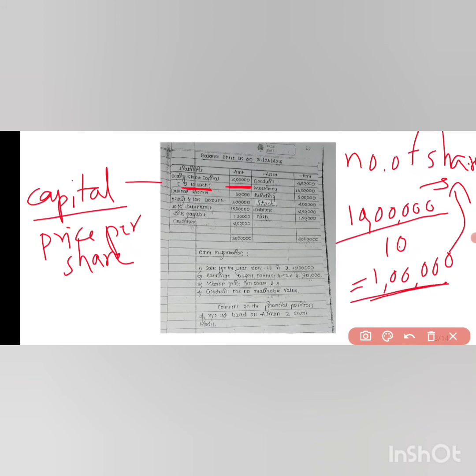Okay, why we are calculating this? Because they have given us the market price per share. Market price per share they have given rupees 3. So if we multiply it with number of shares, you will get the market value of equity shares. To calculate the market value of equity shares, we have to do all these things.